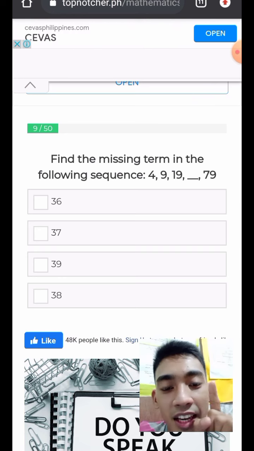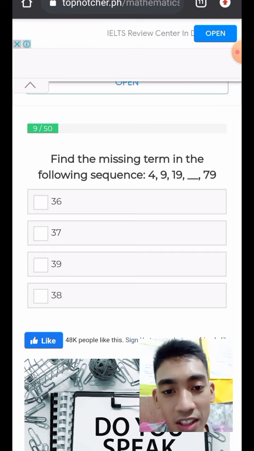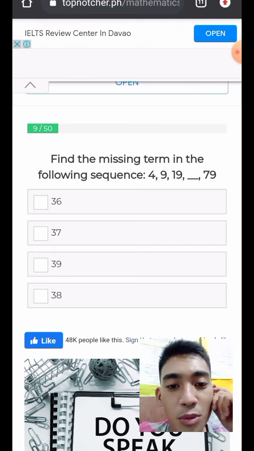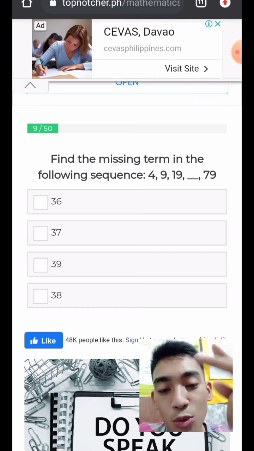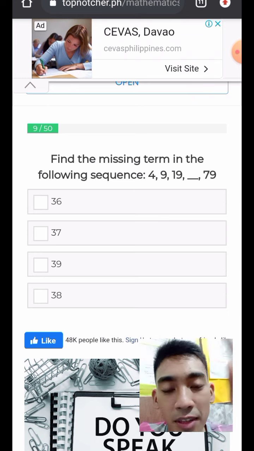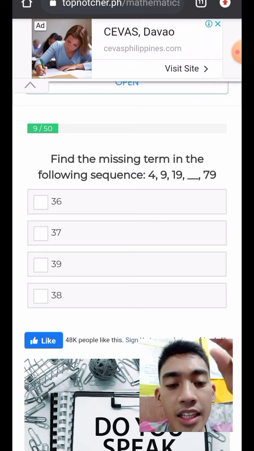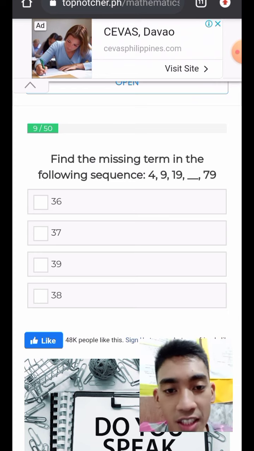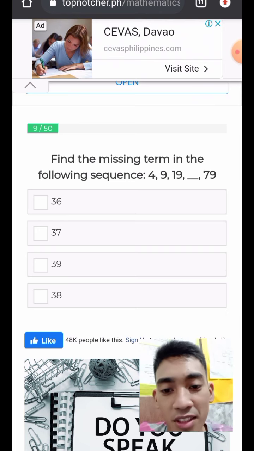Then 19 and 39, the difference is 20. Times 2, again: 4 and 9, 5. Times 2, 10. So 9 plus 10, 19. Then 10 times 2 will give us 20. So 20 plus 19, 39. So 20 times 2, 40, plus 39, 79.